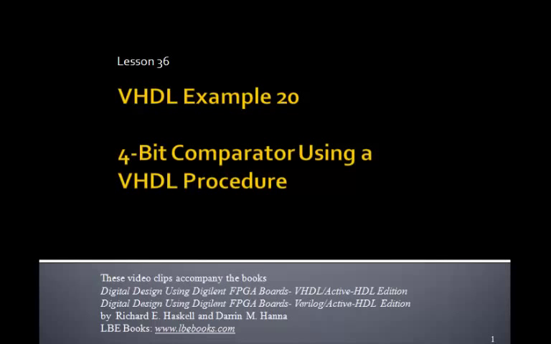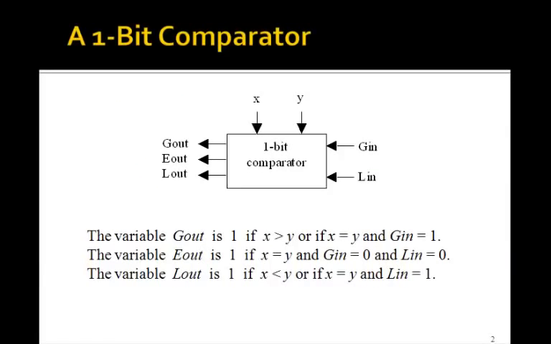This is lesson 36, which is VHDL example 20. In this lesson we're going to design the 4-bit comparator that we designed in lesson 35 by cascading 4 1-bit comparators. But in this case we're going to use a VHDL procedure. We'll see how that works.